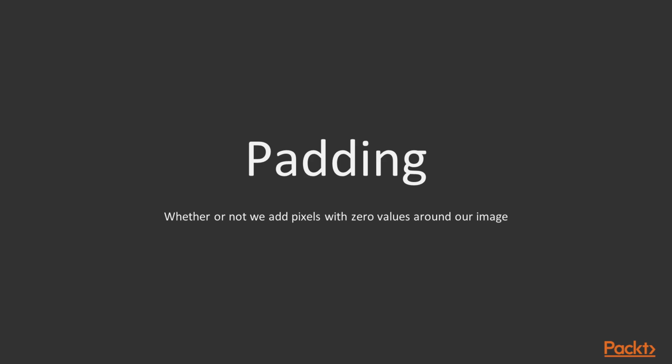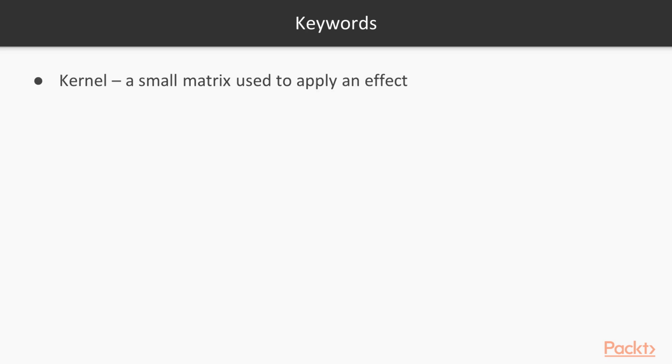What padding does is it adds zeros around the image, such that the window is then able to go outside of the normal boundaries of the image, then produce an output that is the same dimension as the input. Let's recap some keywords. There's a kernel, which is a small matrix that is used to apply an effect, and what we saw in our example was a 3x3 kernel.